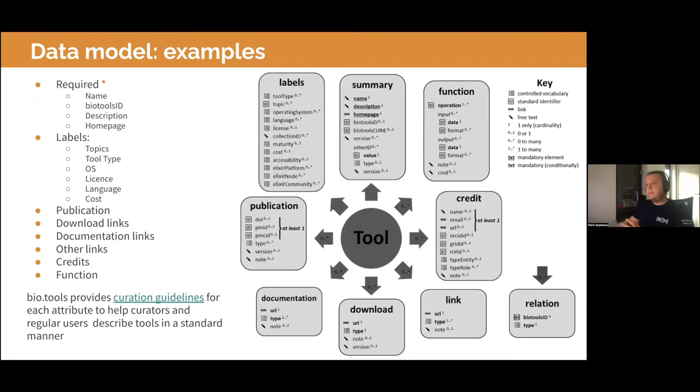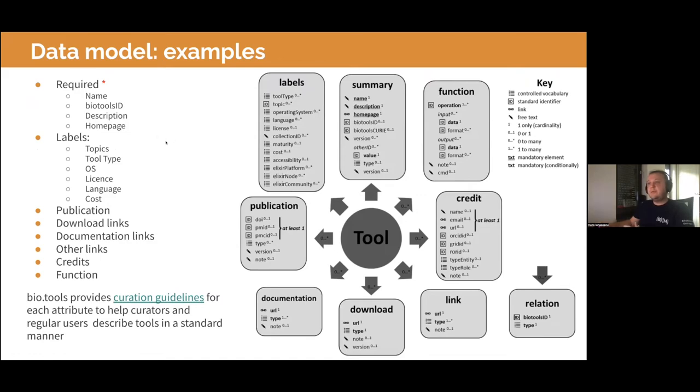Describing it a little bit more, these are some of the attributes that are present in BioToolsSchema, which are used, of course, to describe the tools in BioTools. The required ones are quite easy. It's just a name, a BioTools ID, a description of your tool, and the homepage, and that's it. You can just save, and afterwards you can be done, although we would like you to add a little bit more.